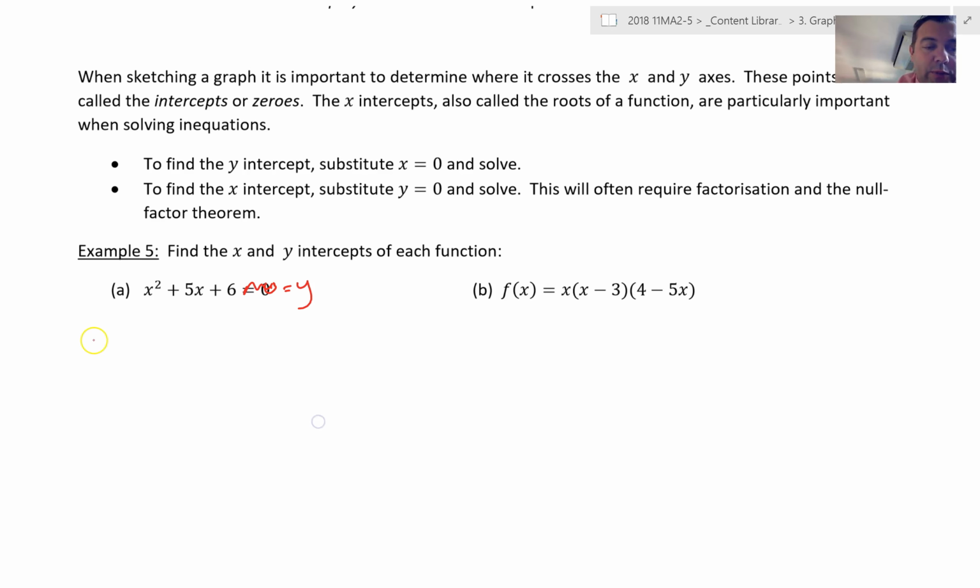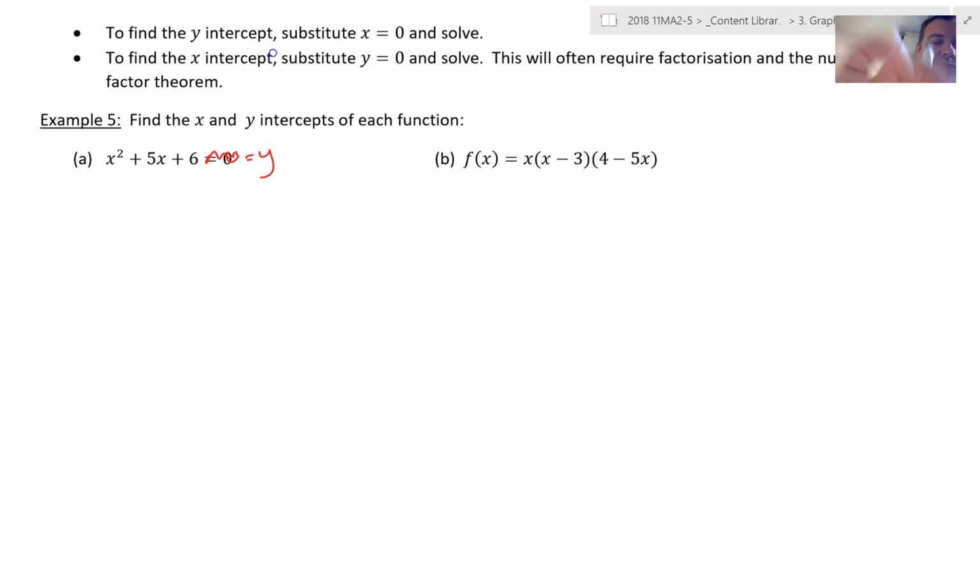So, we work it like this. We say, let x equal 0. Therefore, y equals 0 squared plus 5 times 0. I wouldn't normally write this line, but it's the first time. Plus 6. y equals 6. So my y-intercept is 6. When x equals 0, y equals 6. It's going to cross the y-axis at 6.